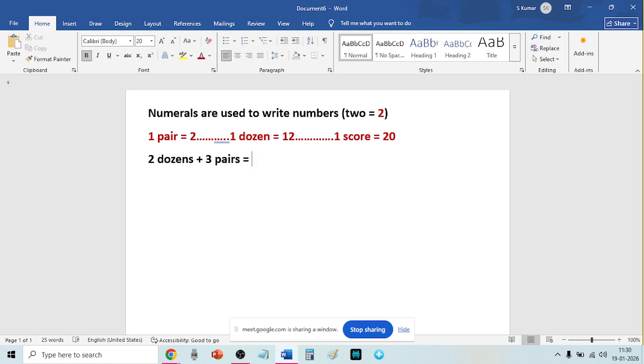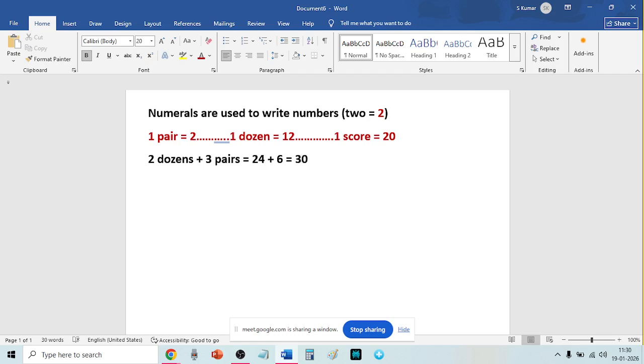First, what will you write for 2 dozens? That will be 24. 24 plus, what do you write for 3 pairs? 6. So how much would 24 plus 6 be? That will be 30.